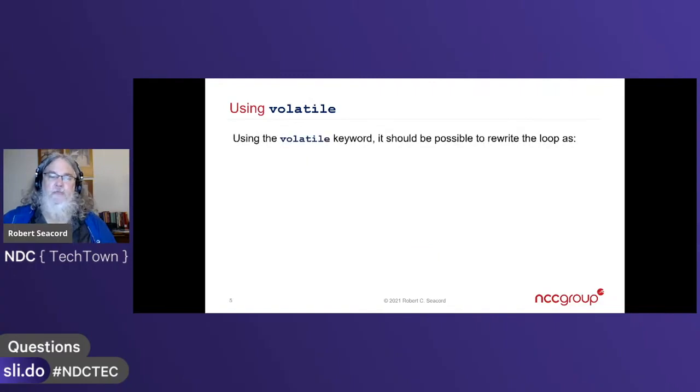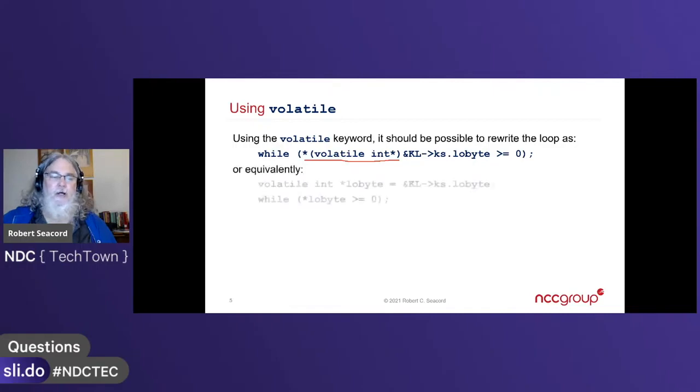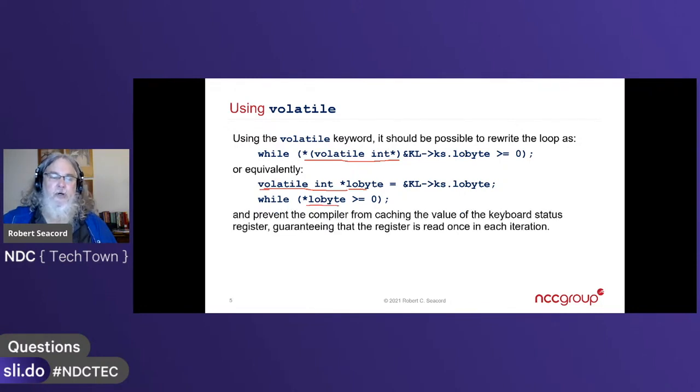So volatile can address this problem and can be used to rewrite the loop where we perform a volatile qualified access to reference the memory. Equivalently, we can declare the low byte to be a pointer to volatile qualified memory and access the byte through low byte. And so the purpose of the volatile qualification here is to prevent the compiler from caching the value in that memory location into a register. So we want to guarantee that it's actually read on each iteration, so when it finally changes, we can detect the change. Otherwise, we would wind up with a true infinite loop that would never exit.